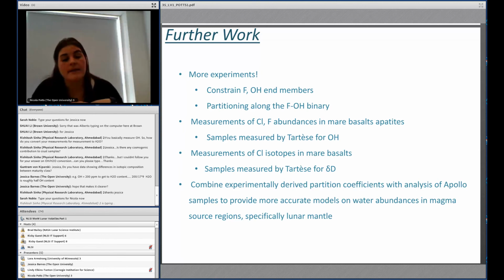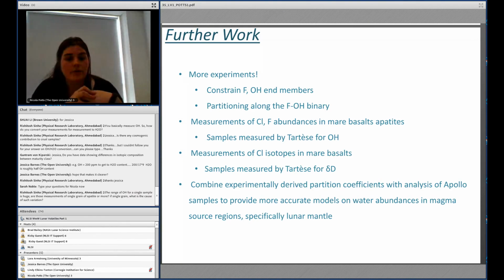And we're going to combine this with measurements of chlorine and fluorine abundances in samples that have already been measured for OH by Roman Cortez. And these are also the same samples in which he's measured delta D signatures. And also we want to start measuring fluorine isotopic signatures for these same samples so that we have the full picture. When we have the full chemical abundances in the Apollo samples, we can combine that with the experimentally derived partition coefficients to create a more accurate model on water abundances in the magmatic source region, specifically the lunar mantle.